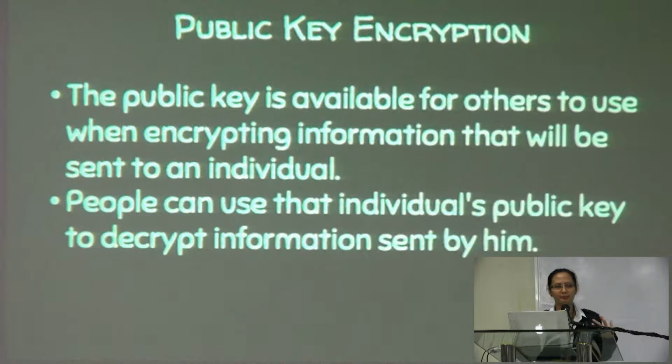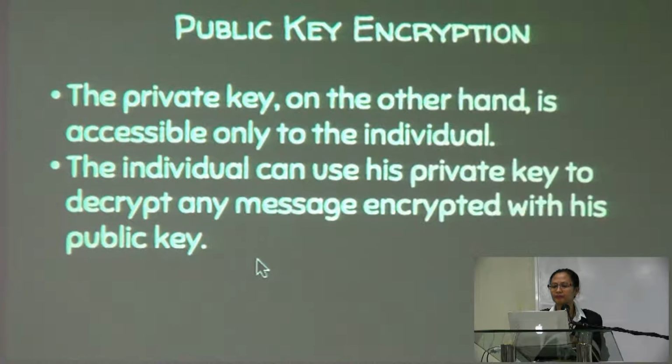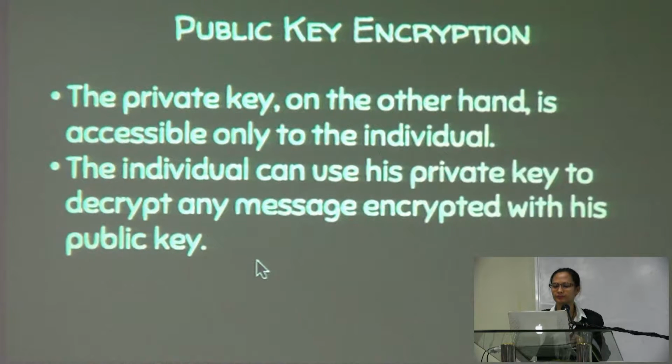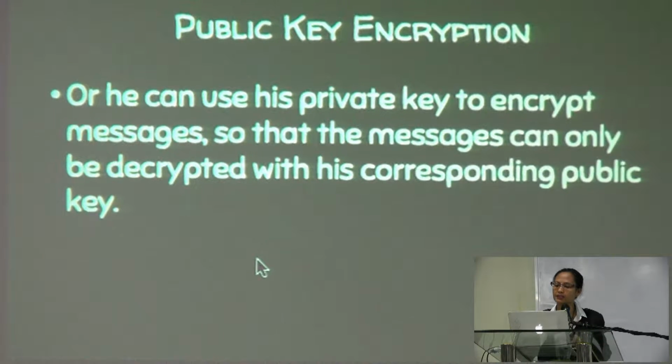The public key is available for others to use. Everyone knows this key, in order to encrypt an information that you want to send to someone. But the one who's supposed to receive it can only decrypt that using the private key. But however, these two keys can be interchanged. Kasi key 1 and key 2. People can use the individual's public key to decrypt the information sent by him. The private key, on the other hand, is accessible only to the individual. Or he can use his private key to encrypt messages.